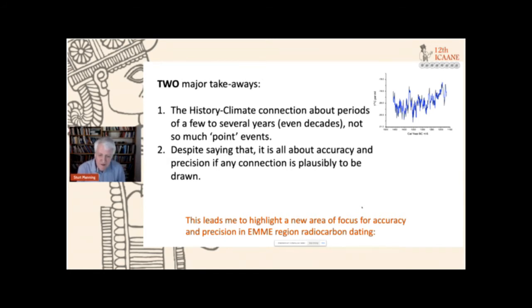This leads me to close with a brief review of a new area of interest and focus for those working on the chronology at high resolution of the East Mediterranean and Middle East region. So I illustrate here some preliminary work already from stable isotopes, from which we could start to calculate moisture availability, and the critical need to have the time scale if we're going to tie this against either the archaeology or the history.